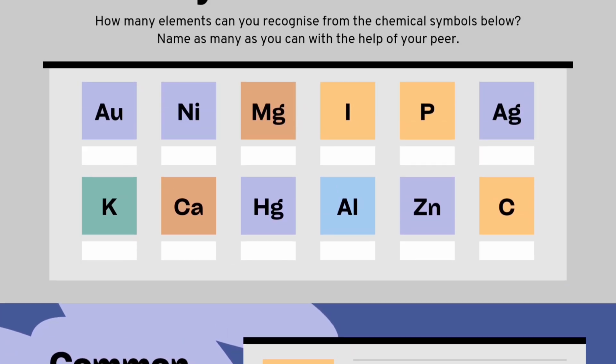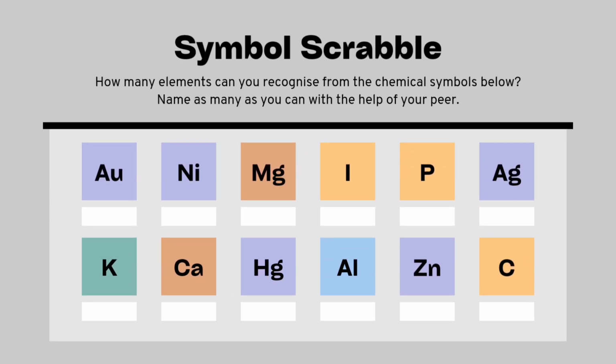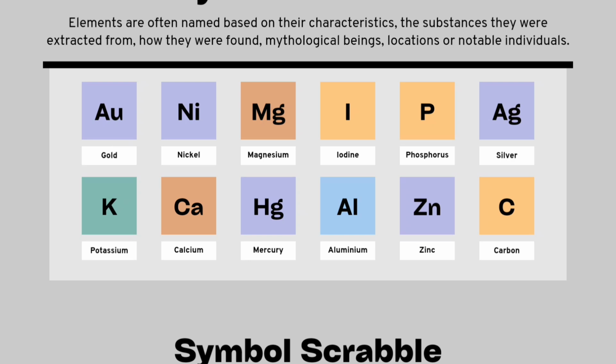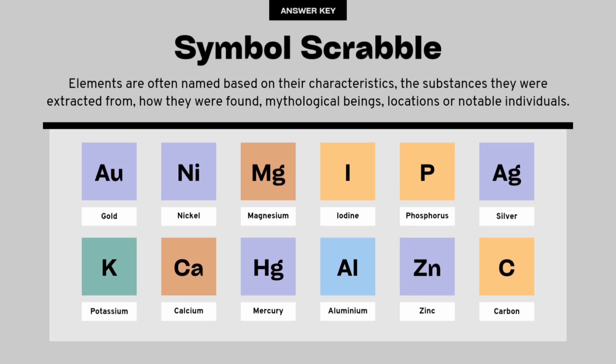Now here is a task for you guys. Name the chemical symbols of the given elements and type them in the comment box. The elements are gold, nickel, magnesium, iron, phosphorus, silver, potassium, calcium, mercury, aluminum, zinc and carbon.